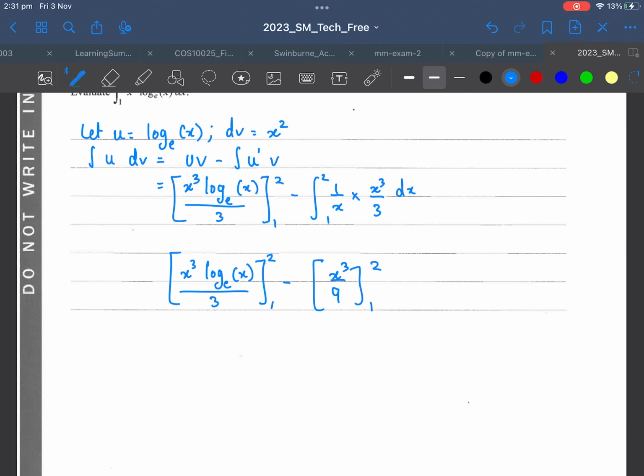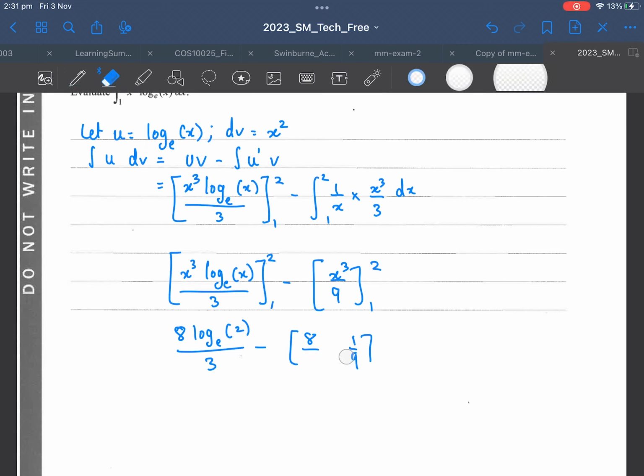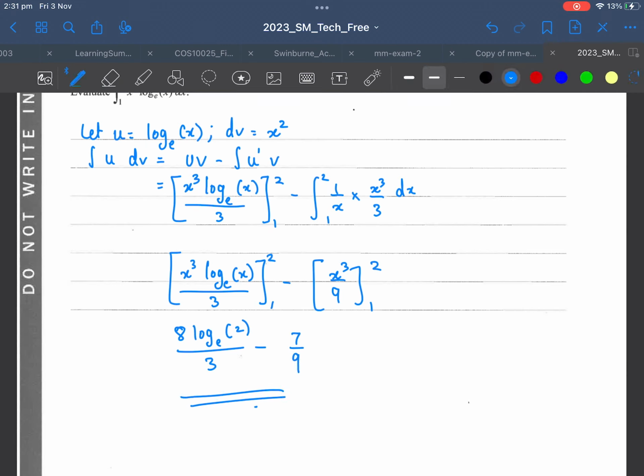Now substituting the points in, so 8 log base e of 2, and take away log base e of 1, which is just 0, so that will make the whole fraction 0, so not to worry about that. And we'll get 8 on 9 minus 1 on 9, so this will become 7 on 9, and that I believe should be our answer.